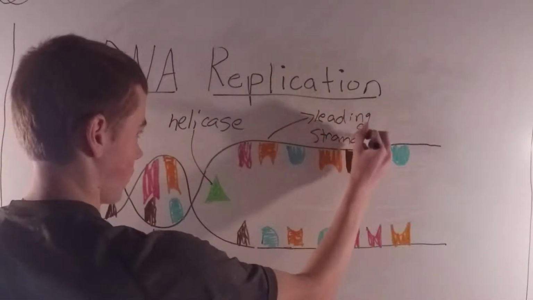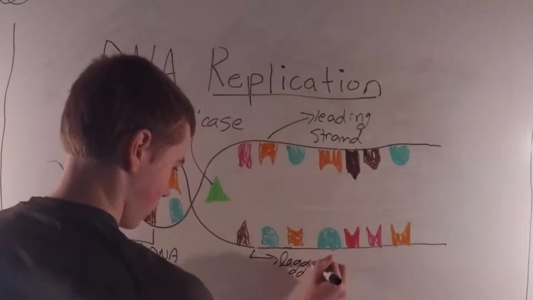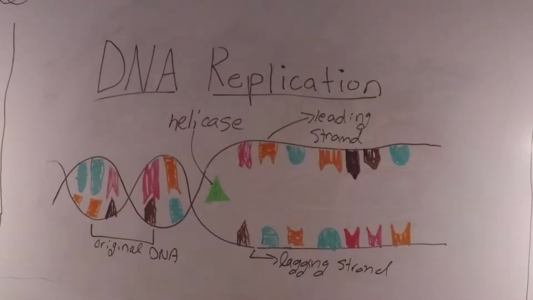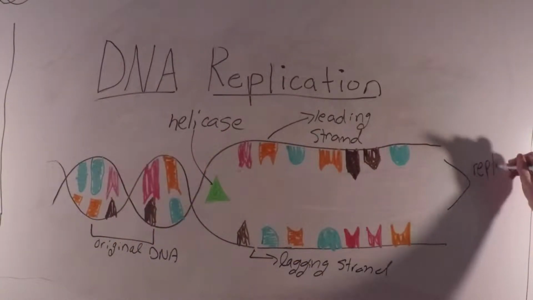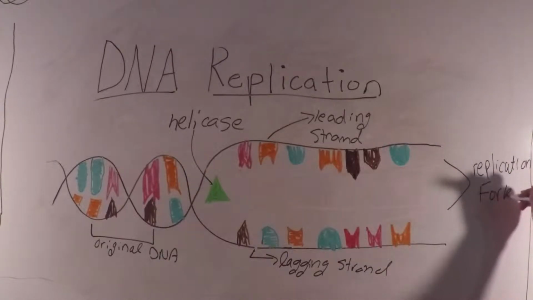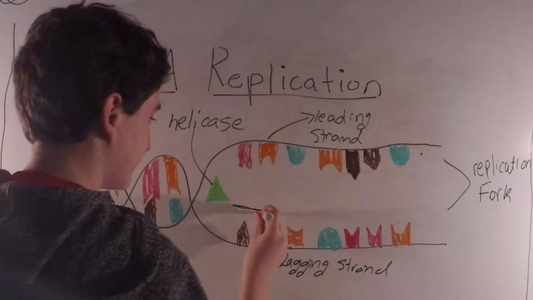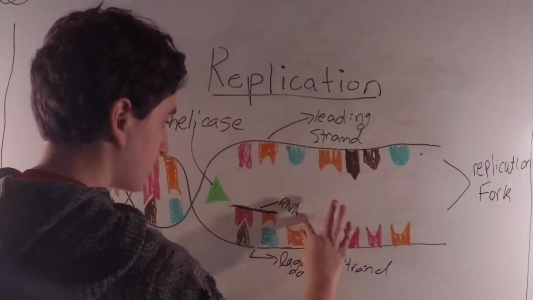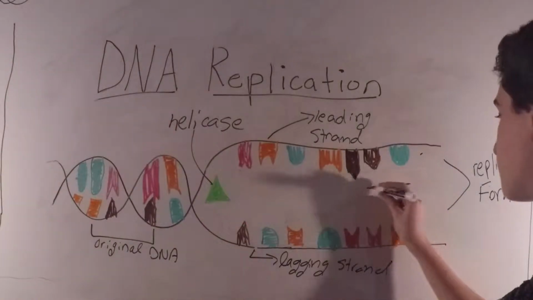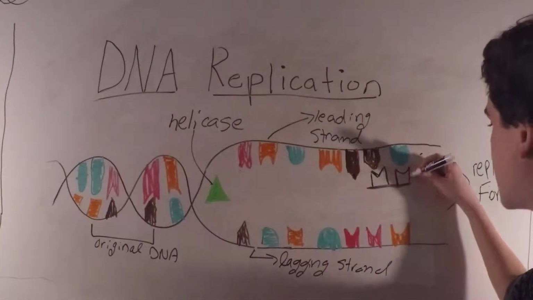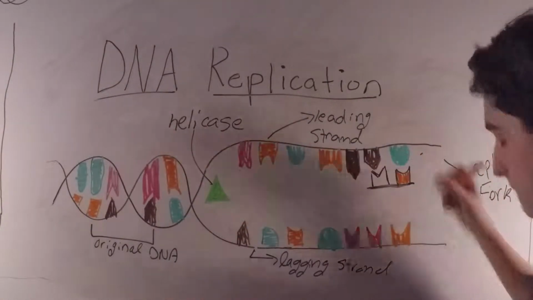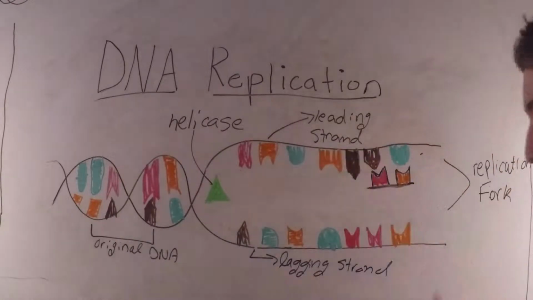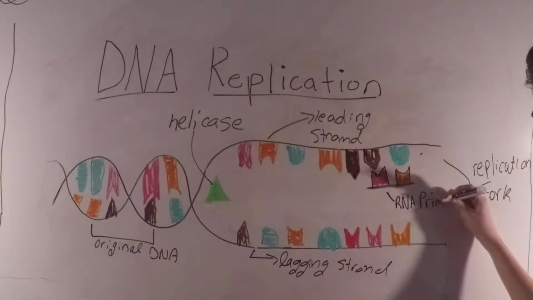The 2 strands are the lagging strand and the leading strand. The leading strand is the strand that works in the direction of the replication fork, while the lagging strand works away from the replication fork. The replication fork is the Y shape created when the 2 strands separate from the original DNA. The leading strand has a short piece of RNA called primer, which binds to the end of it. A primer is a starting point of DNA replication.